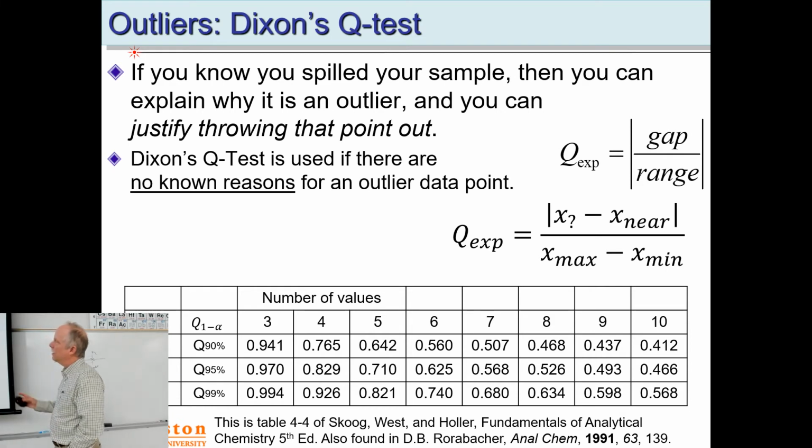And so another important point is that you only use these Q tests or outlier tests in situations where you have no reason to reject that sample. So if you spilled a little bit of your sample, throw that one out. You don't need to use a statistical test to tell you that's going to be suspect.